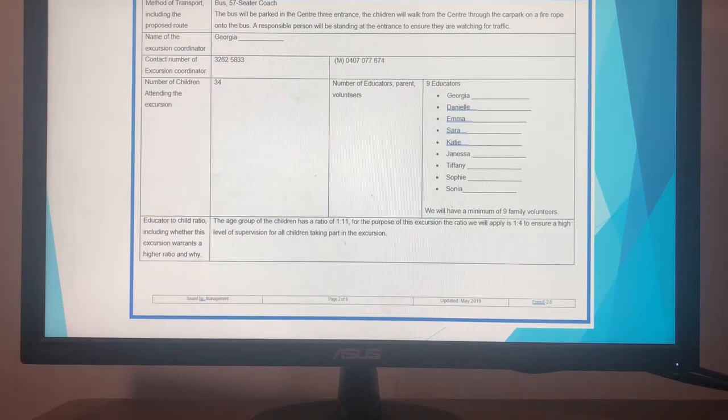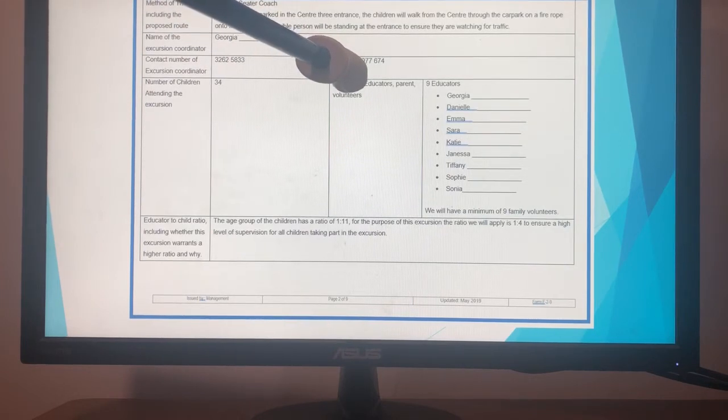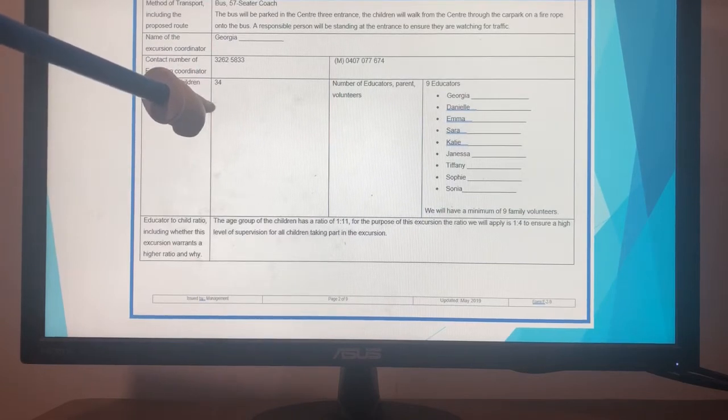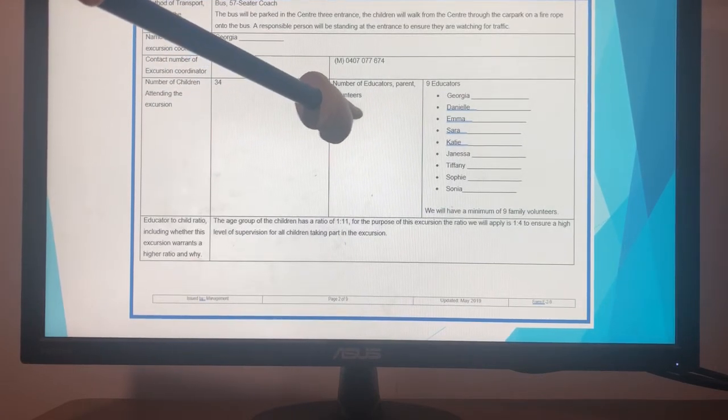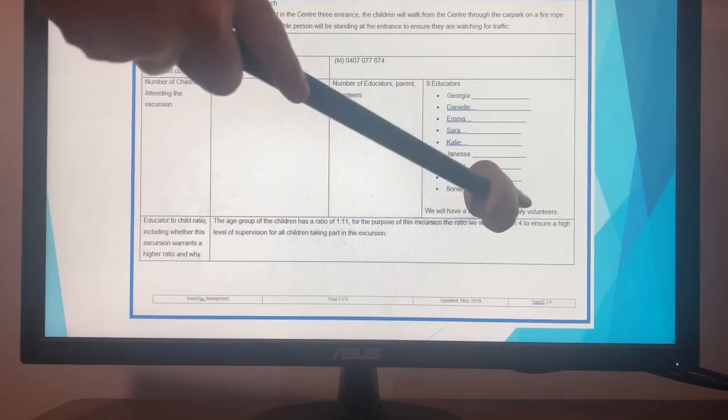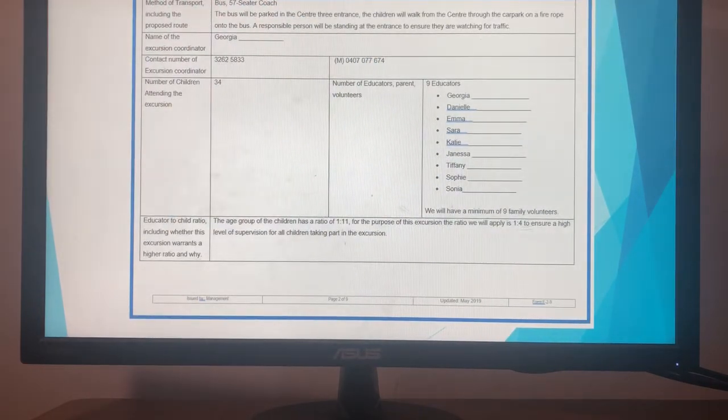The name of the excursion coordinator, the contact phone numbers, so the contact phone number of the centre, but also the contact phone number of the person that's responsible on the excursion, the number of the children attending, the number of educators and parent family volunteers. So we've got all our educators as well as what we're expecting for our family volunteers for that excursion to go ahead.